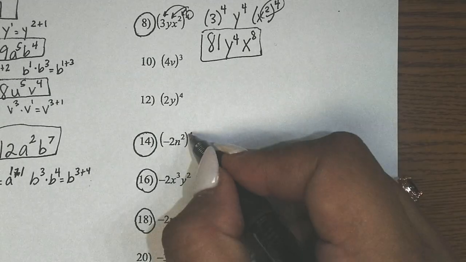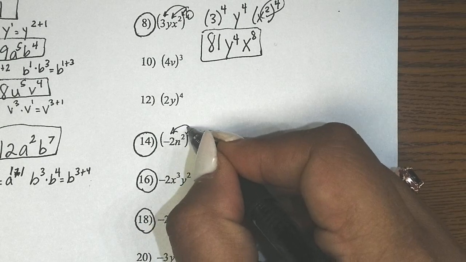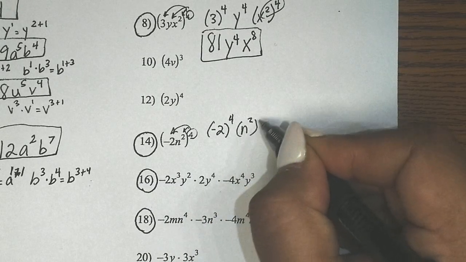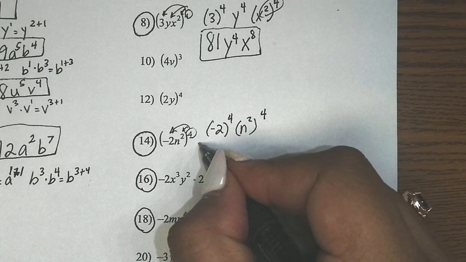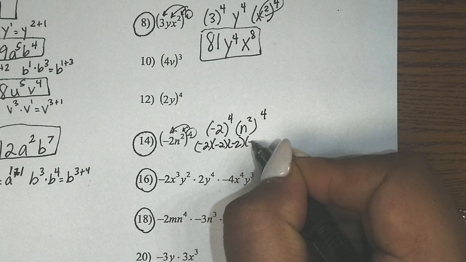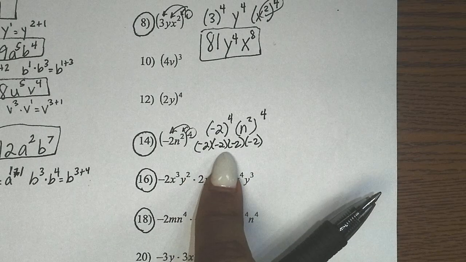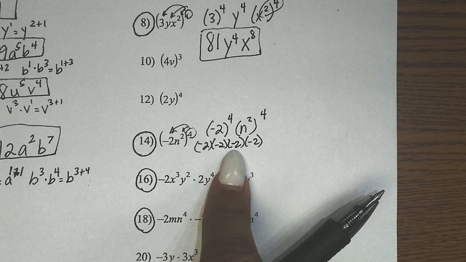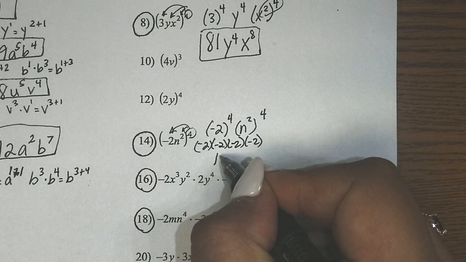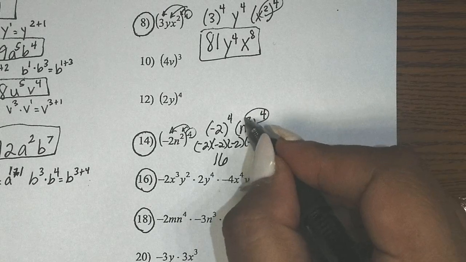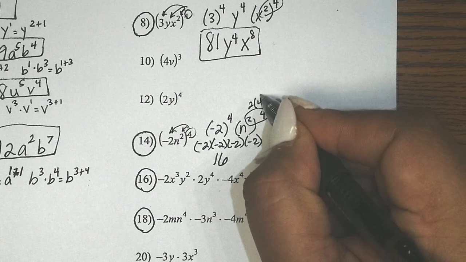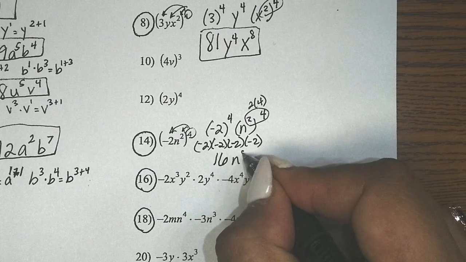14, everything gets a power of 4. That means the negative 2 gets a power of 4, and the n squared gets a power of 4. Okay, this is negative 2 times negative 2 times negative 2 times negative 2. So negative 2 times negative 2 is 4, times negative 2 is negative 8, and times negative 2 is positive 16. And what do we do when we have an exponent to an exponent? We multiply that. That's 2 times 4. What is 2 times 4? That is n to the 8th.